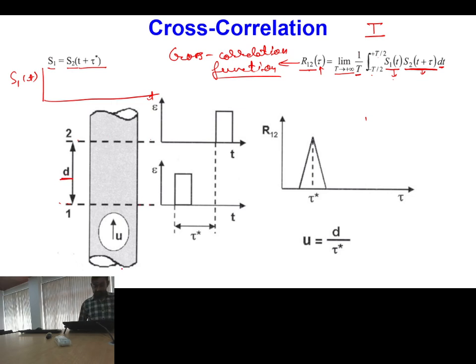So when the bubble is passing through the first location, you get this type of signal, and when the bubble is passing through the second location, this is the signal. Say tau star is the time gap between the two. Now you have calculated this function R12 as a function of different values of tau. The tau value at which it has a peak is nothing but our tau star.